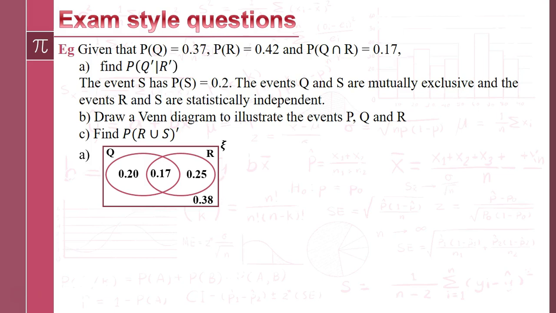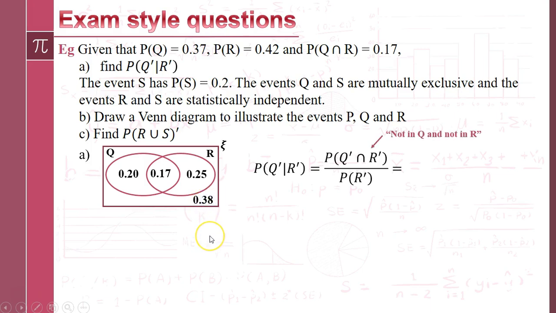And we want not Q given not R. So there's our conditional probability formula: not Q intersection not R over not R. So we want not in Q and not in R. Well, that essentially means it's just going to be that 0.38 bit there. So that's that. And we want that over the probability that it's not in R. So not in R. There we go.